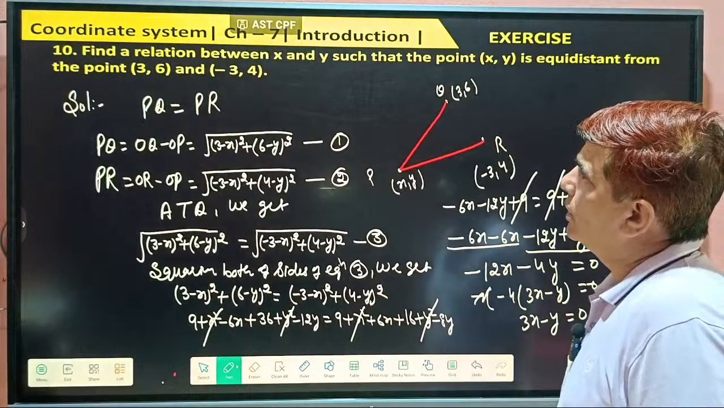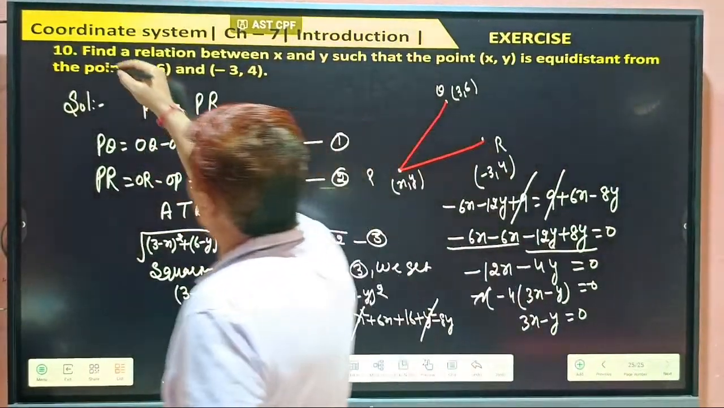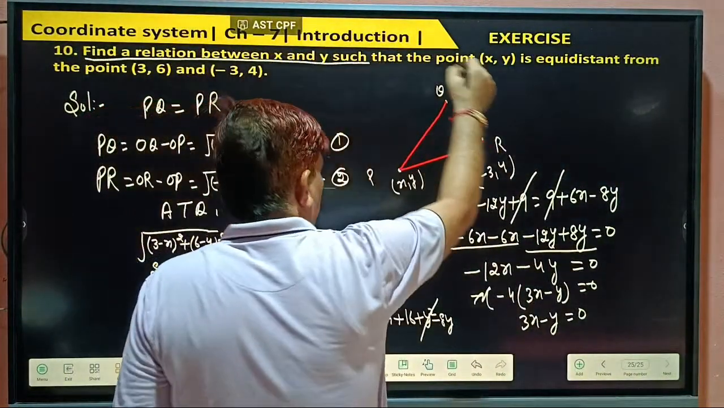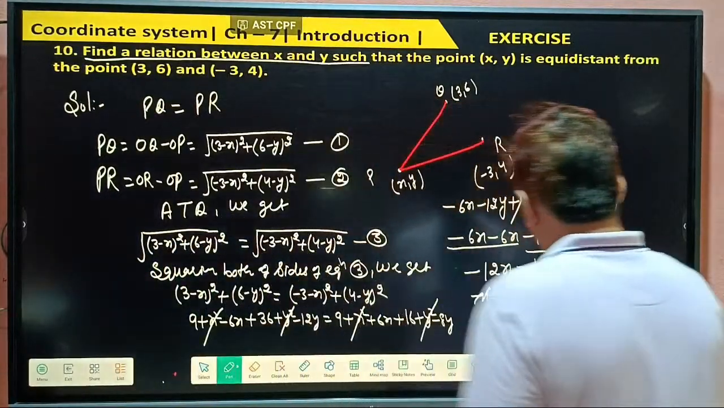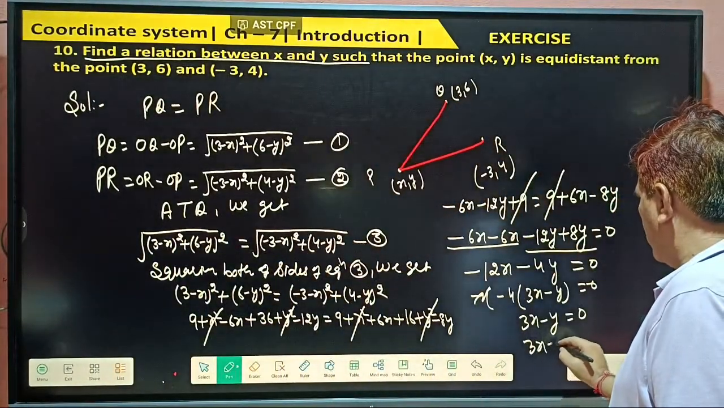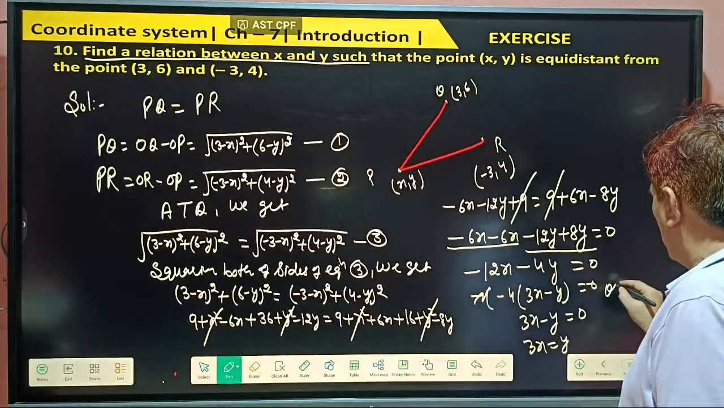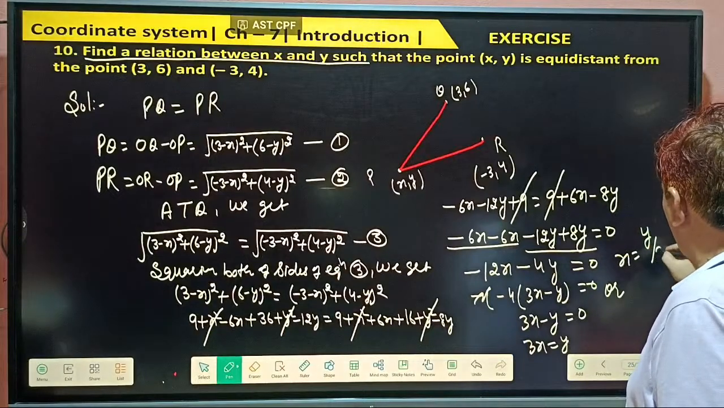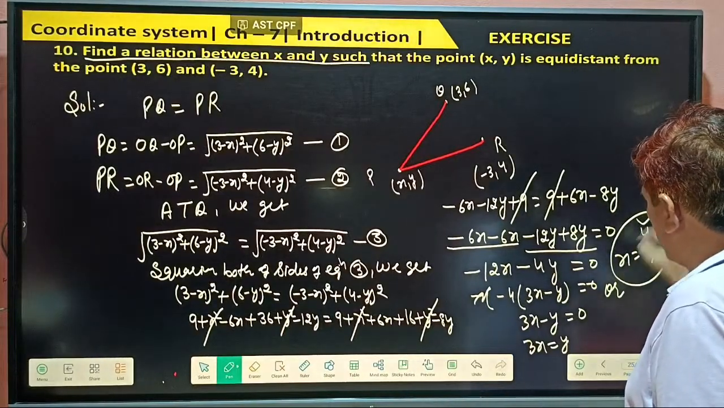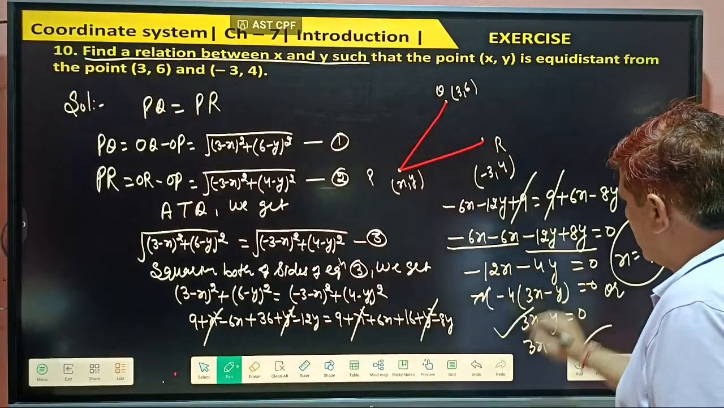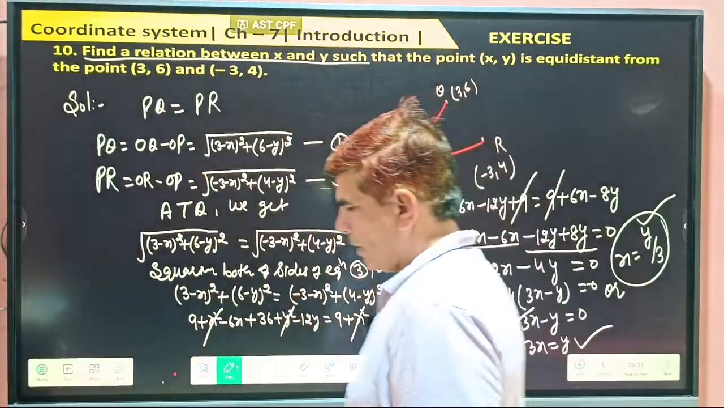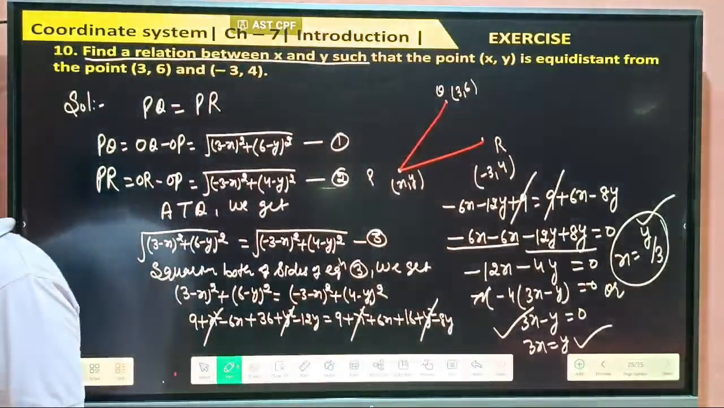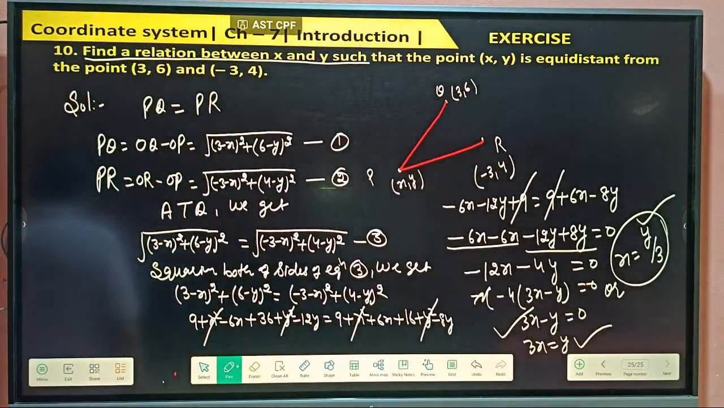In the question also you are asked to find the relationship between X and Y. So this is the relationship. What's the relationship? 3X is equal to Y, or we can say X is equal to Y by 3. So this is also right, this also right, this also right. So in the exam, anyone you can write, easily you can understand. So this is all about this exercise. Which exercise? 7.1.